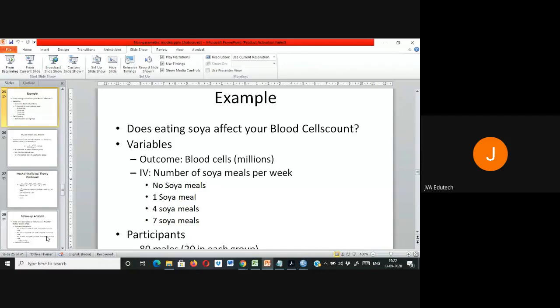We are comparing each group: no soya meal to 1, then no soya meal to 4, then no soya meal to 7, then 1 soya meal to 4, then 4 soya meals to 7. Like this we are doing. So what it will do is, this lot of tests will simply inflate the error rate.